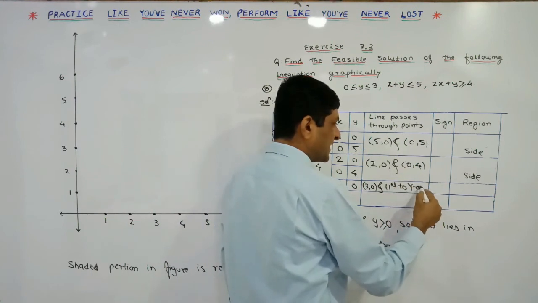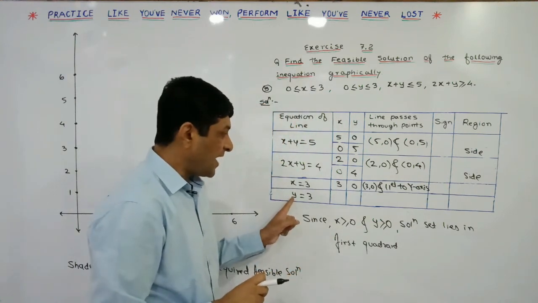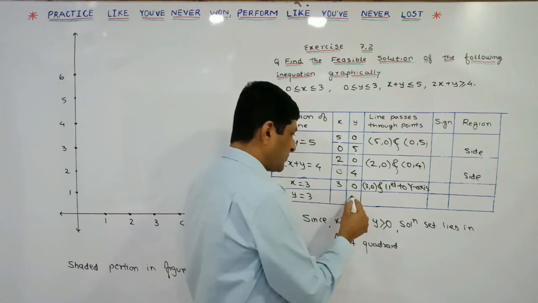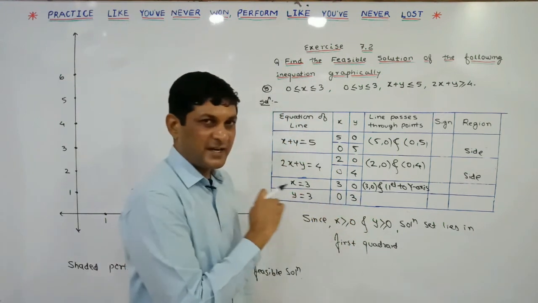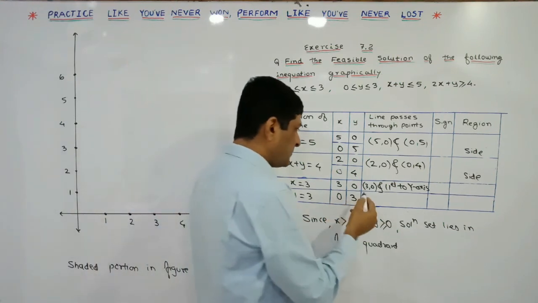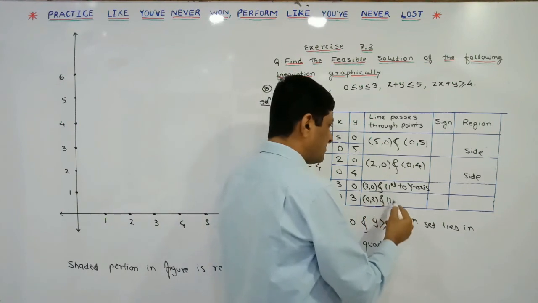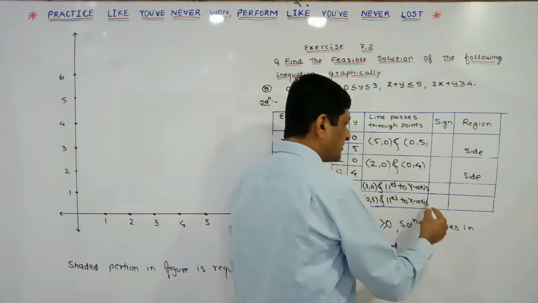Y axis. Here we can say that this line is parallel to the y axis, and y is equal to a constant is a line parallel to the x axis and passes through the point whose y coordinate is 3. Take any x coordinate, but for simplicity we are taking x coordinate equal to 0. So one point on this line is known to us, 0 comma 3, and it is parallel to what? X axis. Parallel to the x axis.